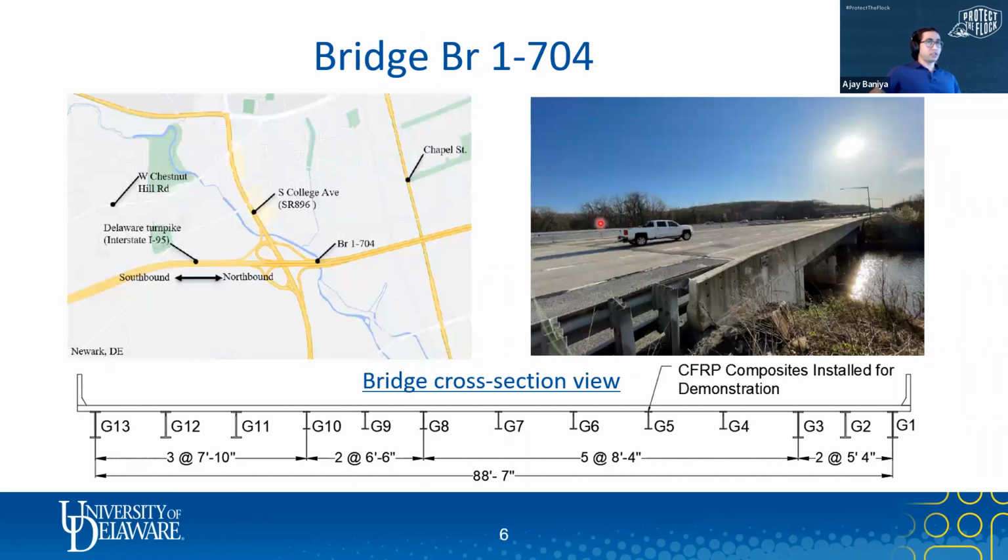For this research study, bridge 1704 was selected. The bridge shown on the right is located in New Castle, Delaware, about 2 miles south of the University of Delaware. The bridge is made up of steel girders acting non-compositely with the concrete deck. CFRP composites were installed on girder 5 only, just for the purpose of demonstration back in 2000 by Miller.